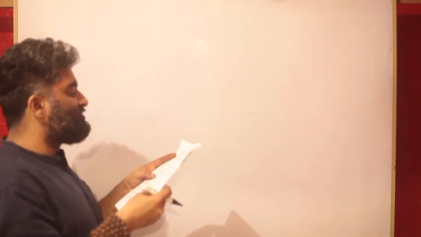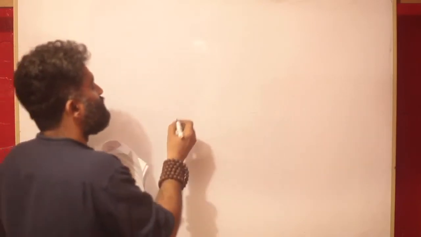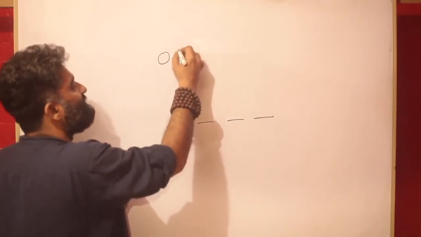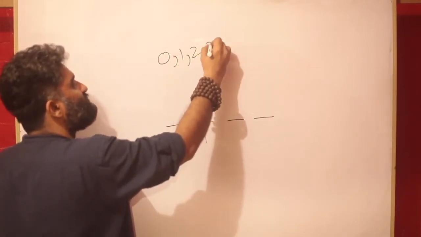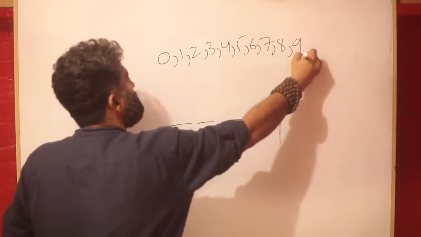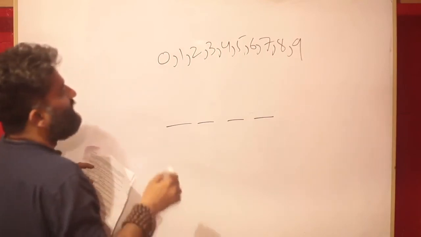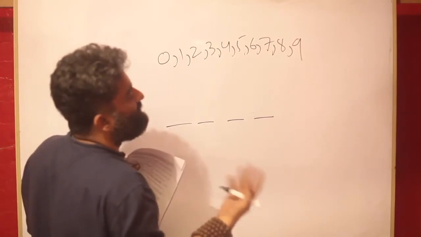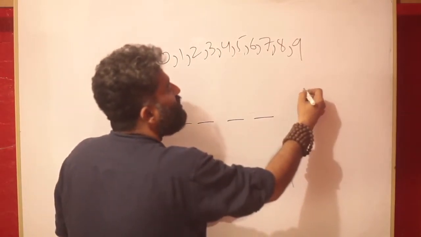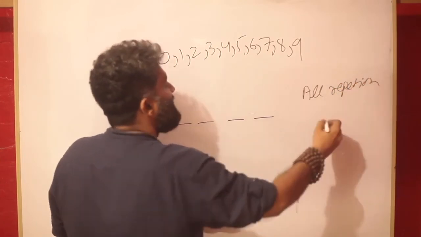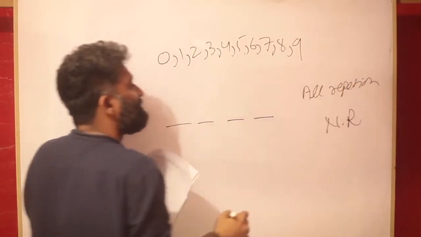How many 4-digit natural numbers have at least one digit repeated? So first of all, 4-digit natural numbers, and what will they be made up of? They will be made up of digits which are 0, 1, 2, 3, 4, 5, 6, 7, 8 and 9, right? And it says at least one digit should repeat. What do I know? What methods do I know? I know all repetition, all kinds of repetition is allowed, right? And I know no repetition, right?